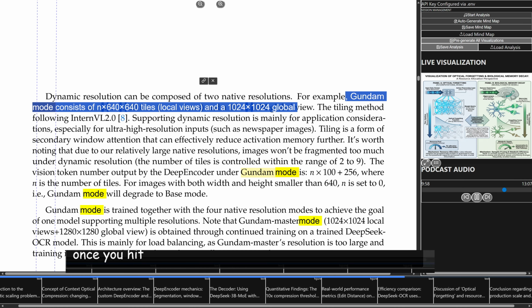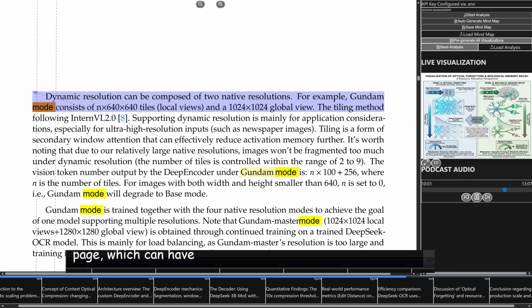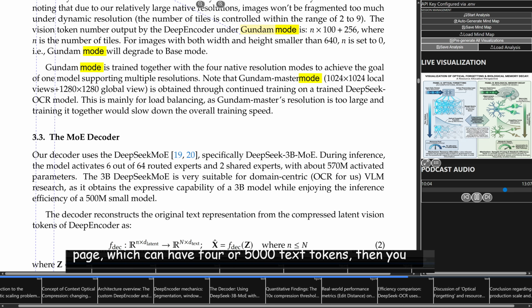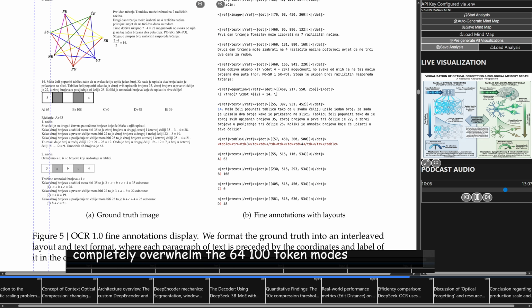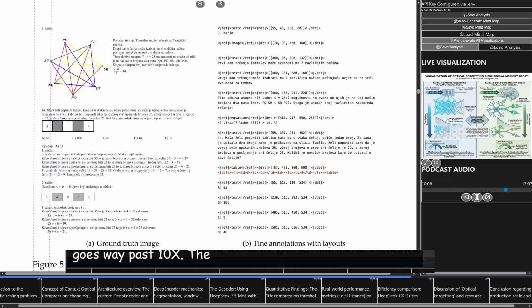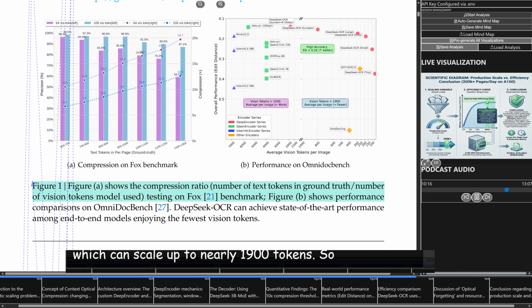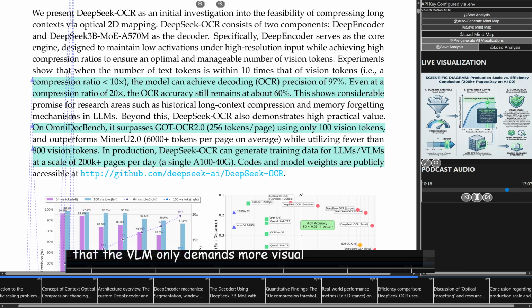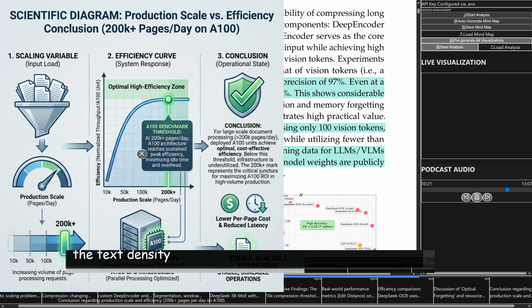But once you hit something really dense, like a newspaper page, which can have 4,000 or 5,000 text tokens, then you completely overwhelm the 64 or 100 token modes. The ratio goes way past 10x. The benchmarks show that for those documents, you need the ultra-high-res Gundam modes, which can scale up to nearly 1,900 tokens. So it confirms that the VLM only demands more visual bandwidth when the text density pushes the limits of that optical channel. Exactly. That quantitative boundary, combined with the dynamic resolution support, tiny, small, base, large modes, it opens up some really interesting theoretical doors, doesn't it?